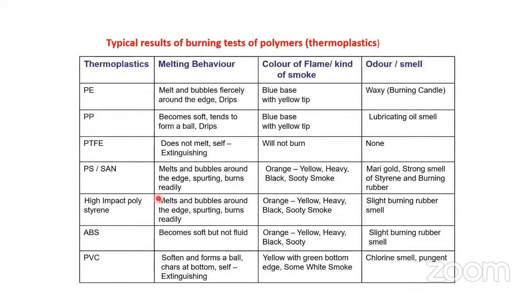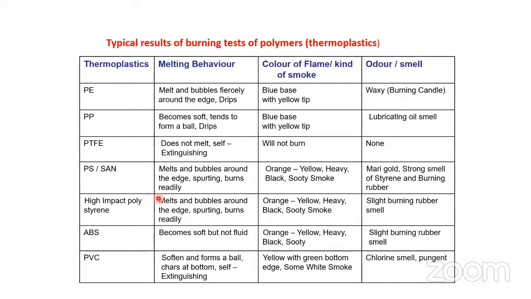By observing all these things, you will understand. The typical results of burning tests of polymers, specifically for thermoplastics, are given here in this table. Suppose someone gives you polyethylene and you try to burn it, what kind of melting behavior will it show? It will melt and bubble fiercely around the edges, and it starts to drip. Whatever bubbles get created, it will try to drip down. So this is the melting behavior of polyethylene after burning.